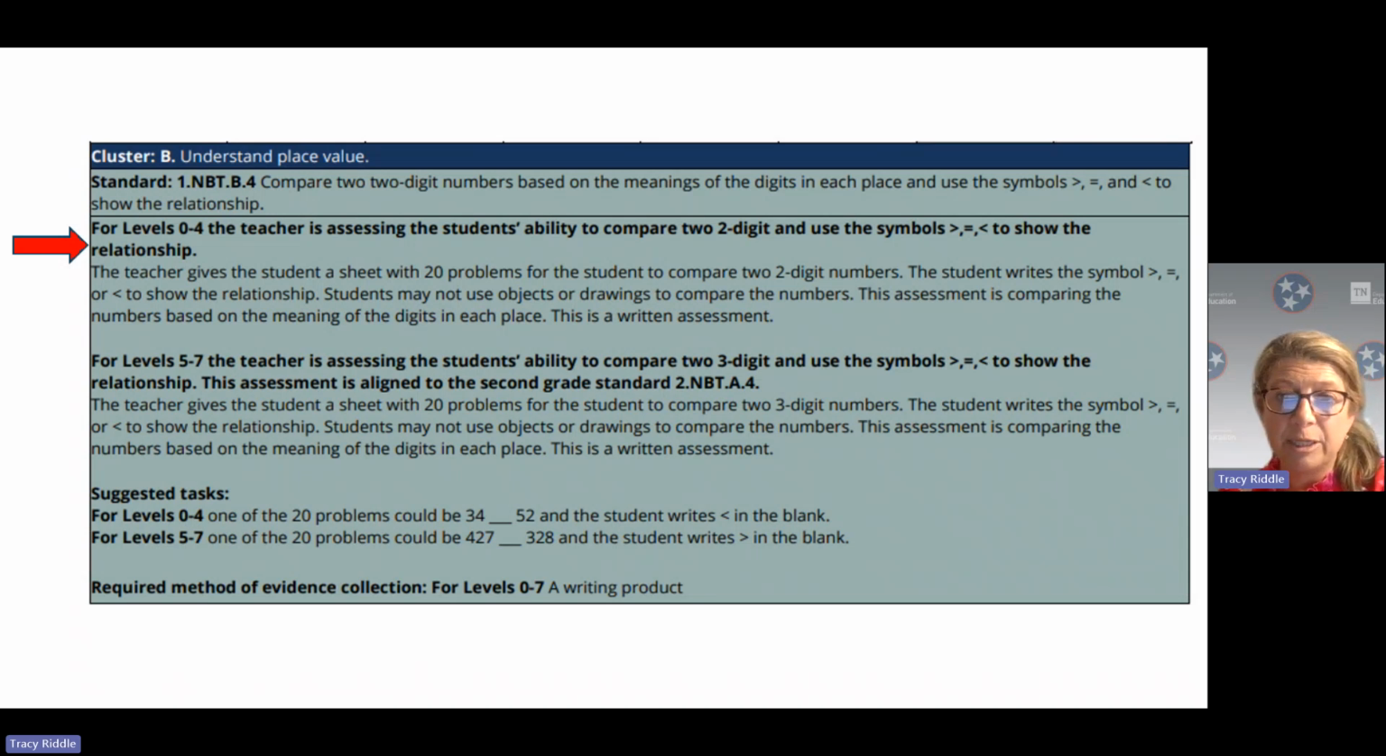Students may not use objects or drawings to compare these numbers. This assessment is comparing the numbers based on the meaning of the digits in each place. This is a written assessment. If the students are successful at level 4, you can move to level 5 through 6. This assesses the second grade standard.